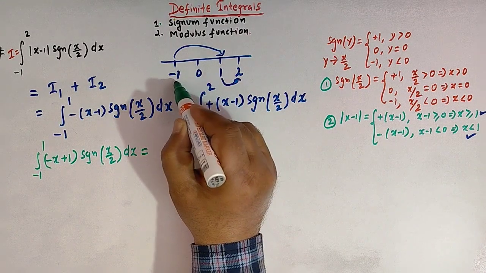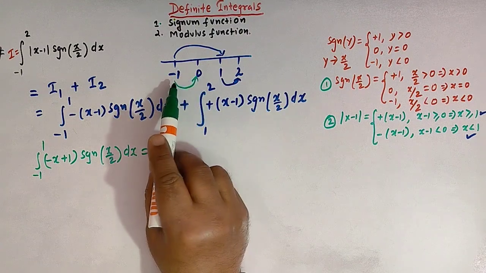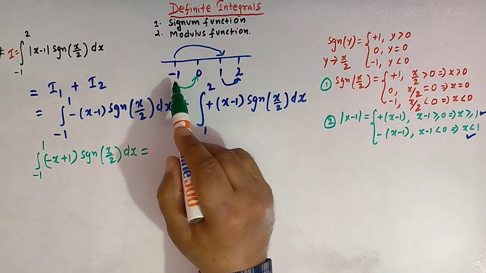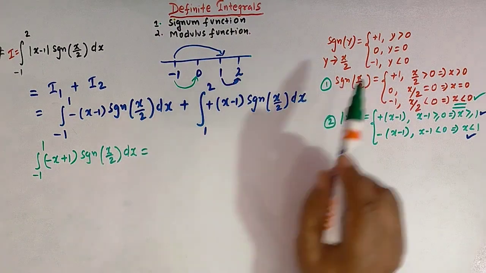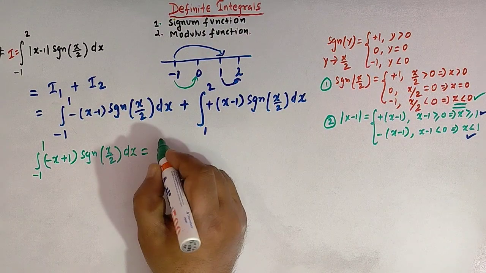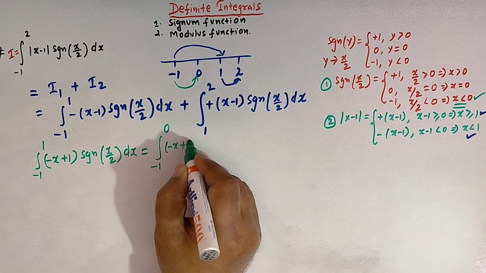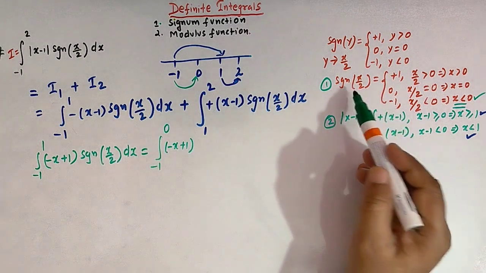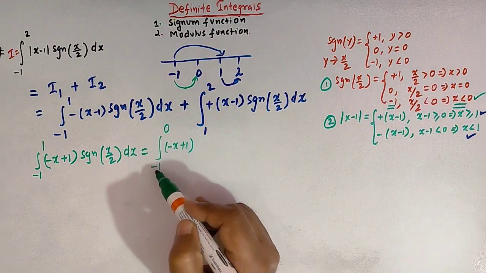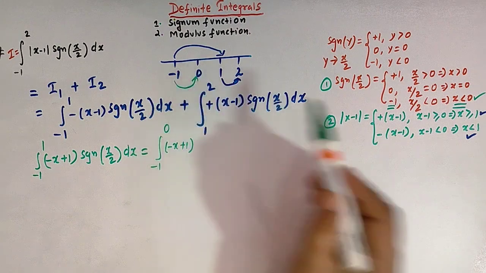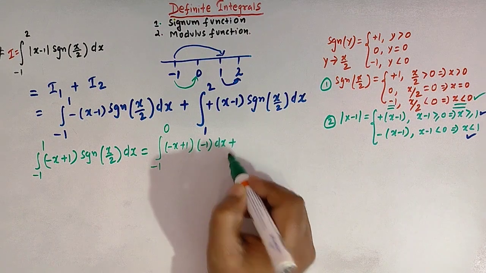First we'll go from minus 1 to 0. Why are we going from minus 1 to 0? Because when we take the limits from minus 1 to 0, we have x less than 0, and now we are taking the signum function. So we have the integral from minus 1 to 0 of negative of x plus 1, and the signum of x over 2 will take the value minus 1 because x is less than 0. When we go from minus 1 to 0, all the x are less than 0. So here we can write negative of 1 and dx.